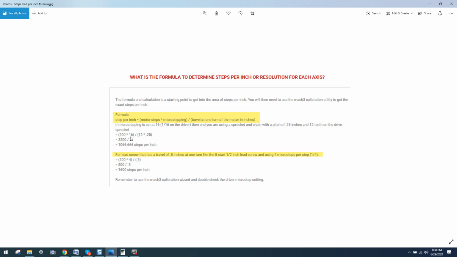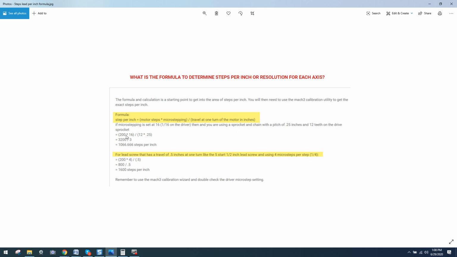you have 200 times 16. How did that come up as far as being part of the formula? Well, once again, motor revolutions is 200 steps, and then we're going times 16 because that's what the microstepping is. Once you get the product from that, you're going to divide it, and then we're going to come over here and take the 12, which comes from the teeth on the drive, and multiply that by the 0.25 inches right here.